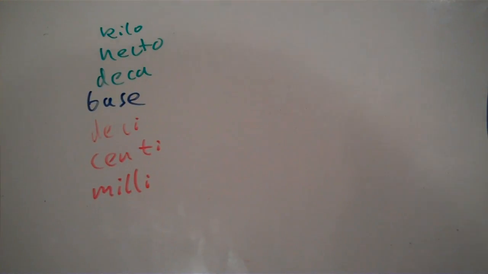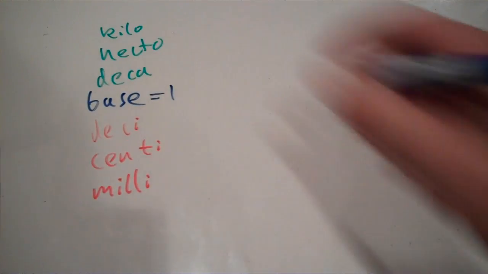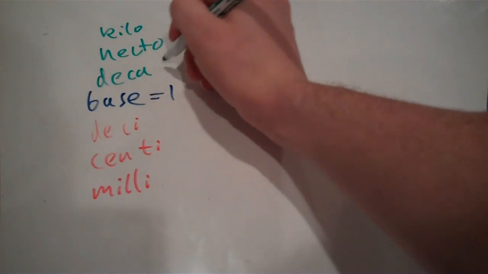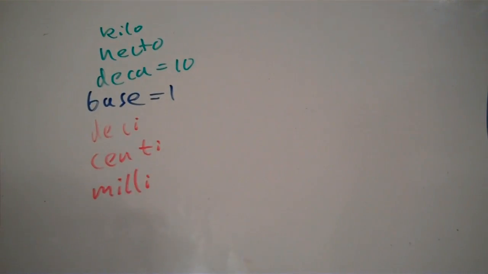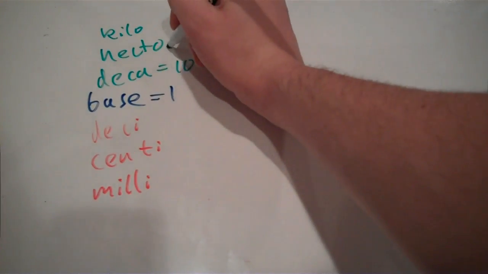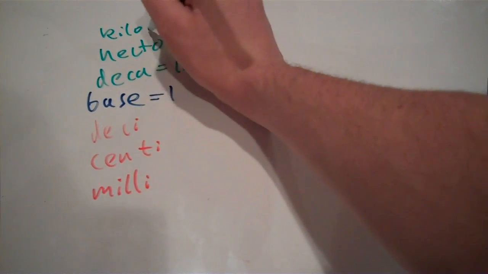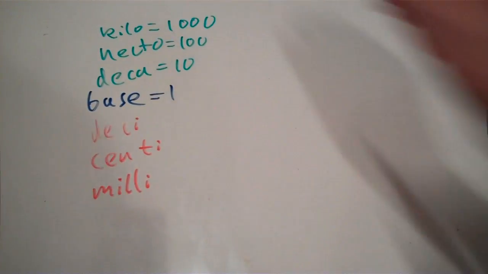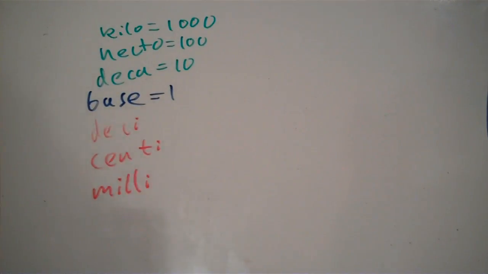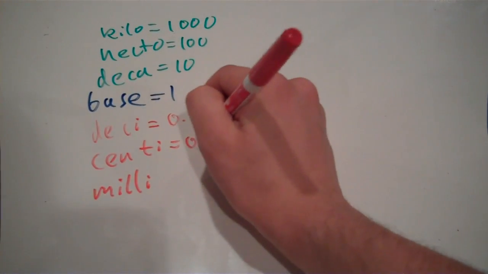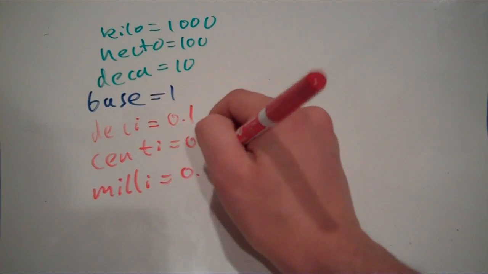Now, each of these prefixes goes by a power of 10. So if our base unit is 1, then deca is 10. So if, for example, we have 1 decameter, that means we have 10 meters. And continuing this process, we have 100 for hecto, and kilo is 1,000. Now, going down, deci is 1/10, or 0.1. Centi is 1/100th, and milli is 1/1,000th.